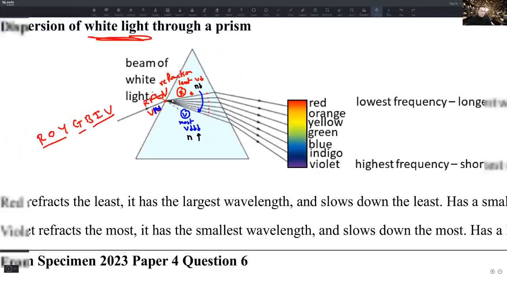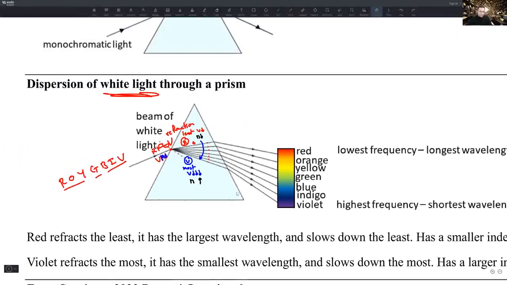This entire behavior of the white light splitting because it bends with different amounts is called dispersion. This is called dispersion. What's it called? Dispersion. Okay? Remember, red has the lowest frequency, highest wavelength, and it slows down the least. Violet has the highest frequency, shortest wavelength, and it slows down the most. So it bends the most.